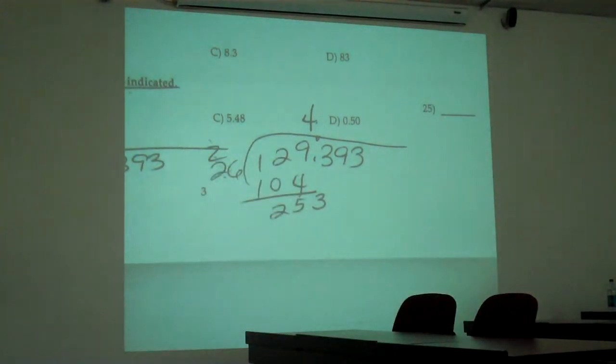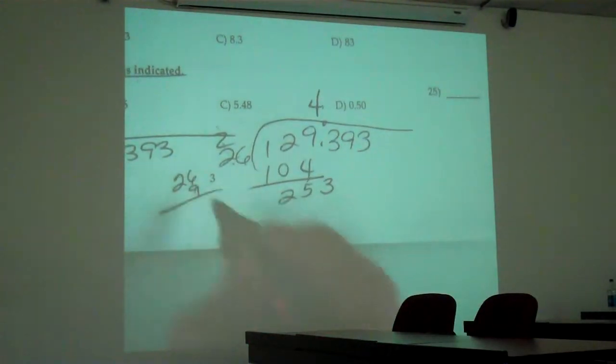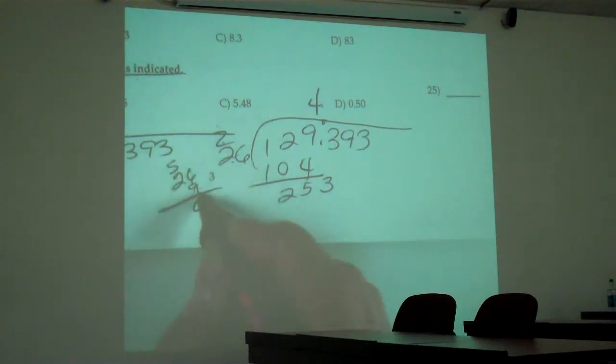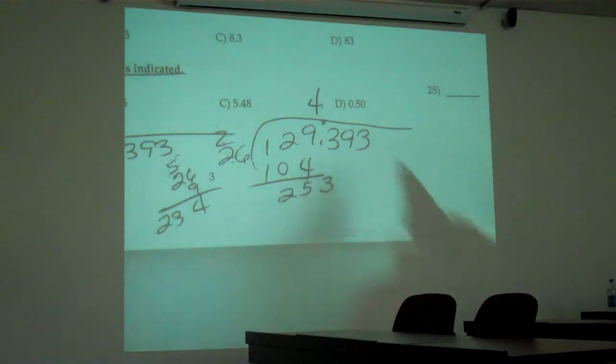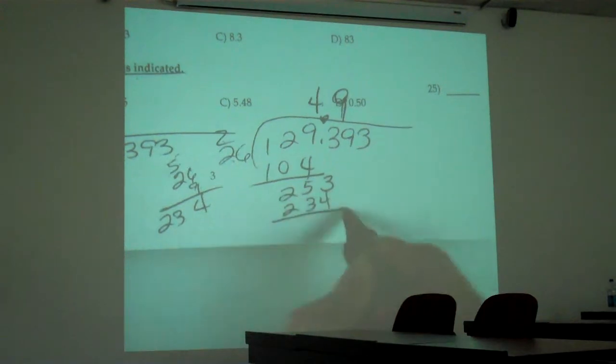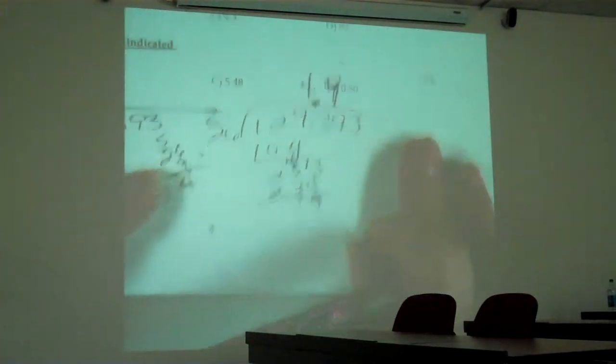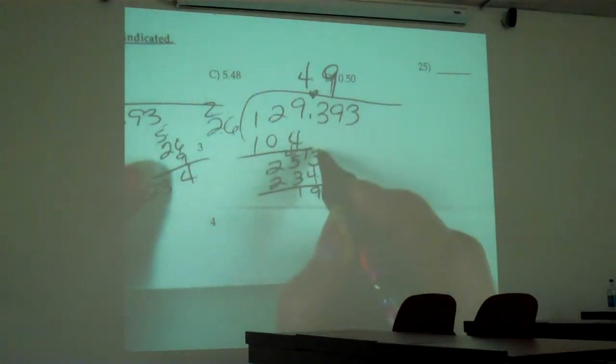26 and then 253. Let's do it off to the side. 26 times 9. 54, 9 times 2 is 18, 23. Okay. So 9 would be 234. And we need to borrow. We need some more paper to write on. Okay. We brought the 3 down, we need to bring the 9 down.